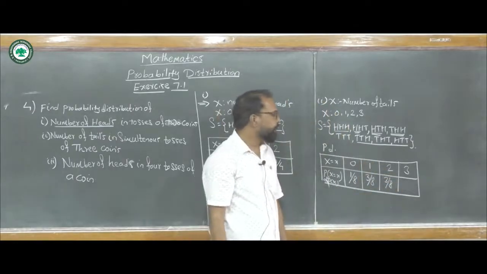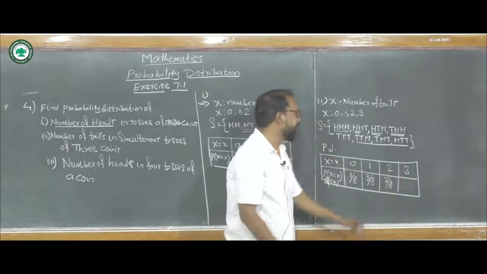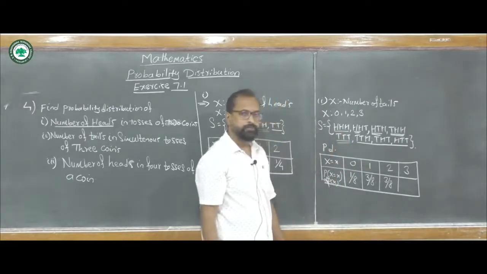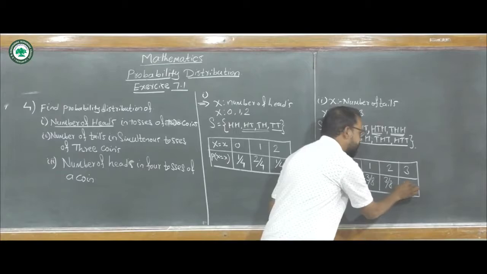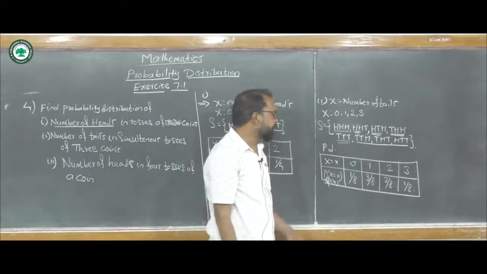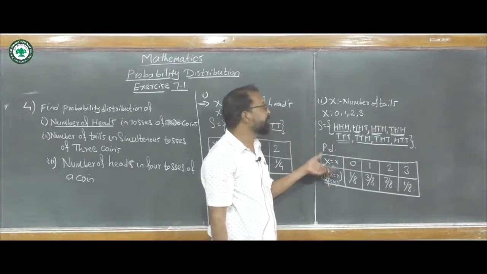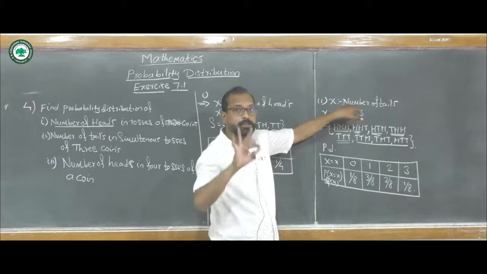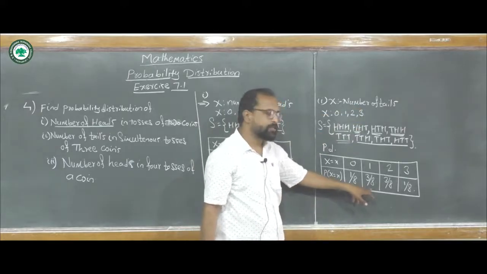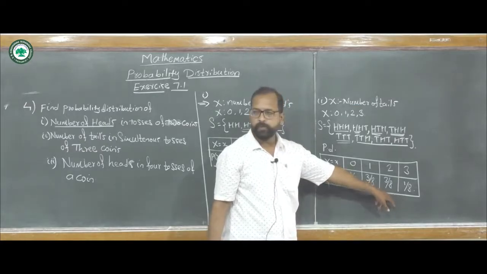And lastly, getting the value of x as 3, that is getting 3 tails, only one outcome is given. So its probability is 1 by 8. This is the probability distribution of getting number of tails in 3 tosses. Again, we can verify that the sum of the probabilities is 1.